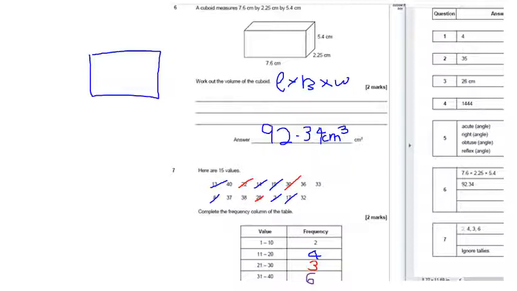It doesn't say you should add them up, but I would always add them up. 6 and 4 is 10, that's 15. Yes, 15 values, I'm happy with that now. So you can see there, 4, 3, 6, happy with that.